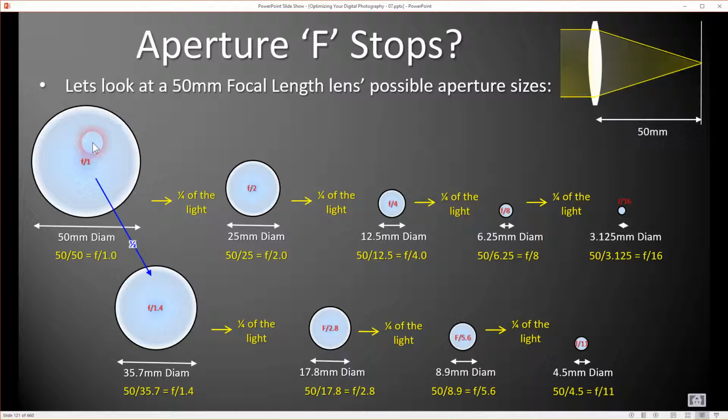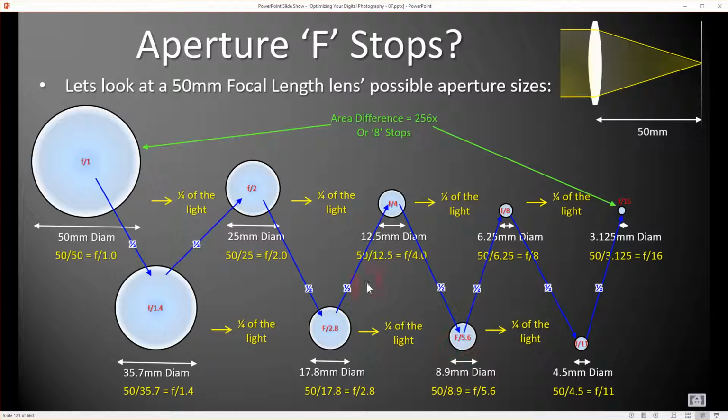Now if we link these together, going from f1 to f1.4, we're reducing the amount of light, because we haven't halved the diameter, we've just halved the area. So it's an f1.4 lens. Halve the area again, f2 lens. Halve the area, 2.8, half, half, half. And we continue on until we get down to f16, f22, f32.